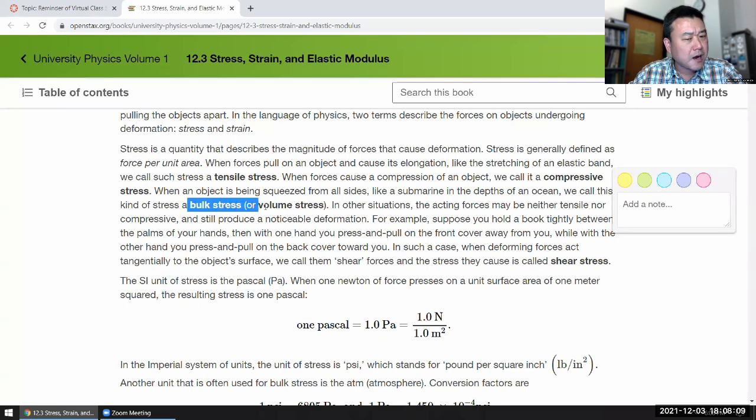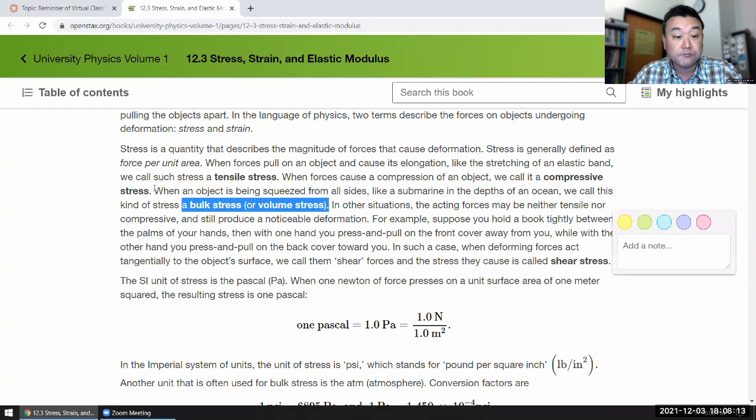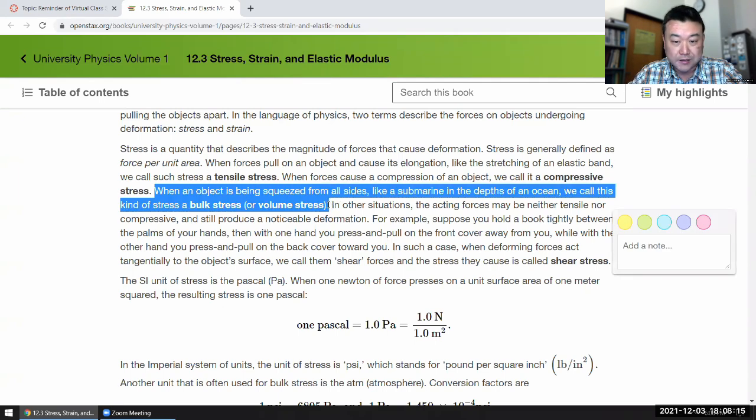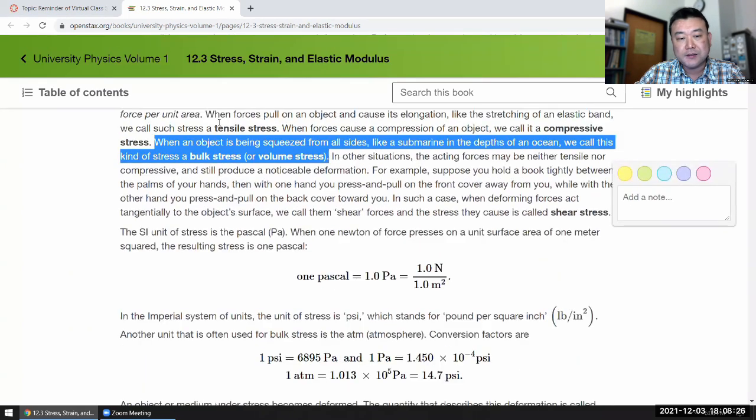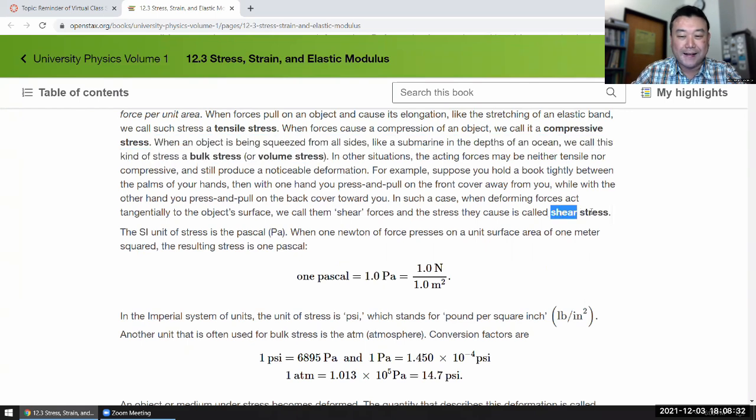Bulk stress is probably the closest to what you think of as pressure. I mean, even this description, submarine in depths of ocean, yeah, that is exactly pressure. So stress in many ways is similar to pressure. With the tensile stress, it's a little bit different in that you are pulling things apart rather than pressing. But shear stress is a little bit more different because it's sliding kind of.